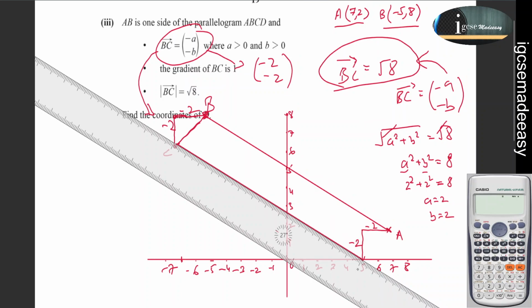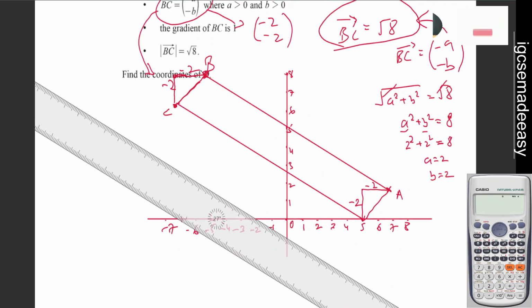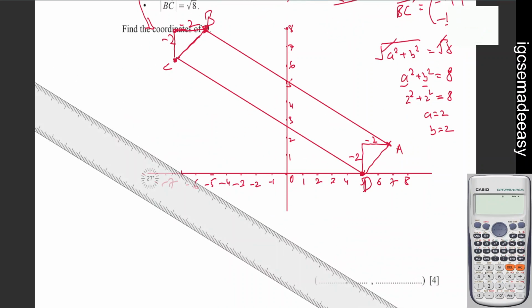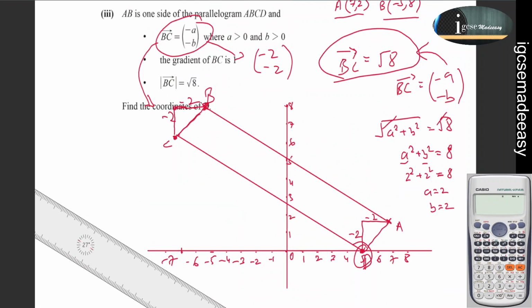So we got the coordinate of D as, see, this will be D because we are going 2 units towards the left and 2 units towards the downside. So this is the point D. So we got D as 0, 5. I hope you understand this question.